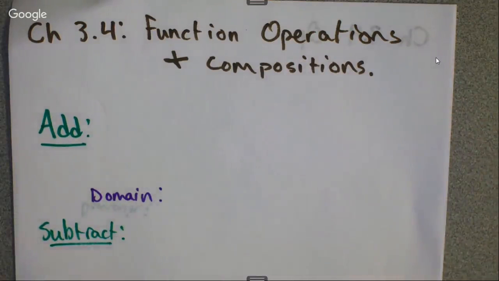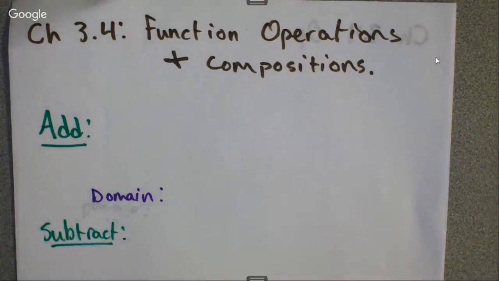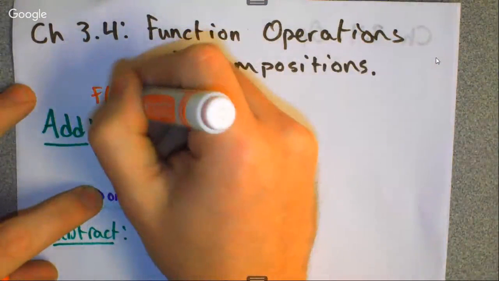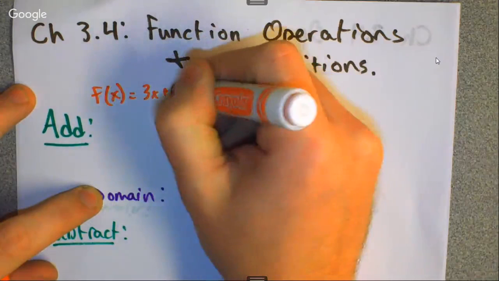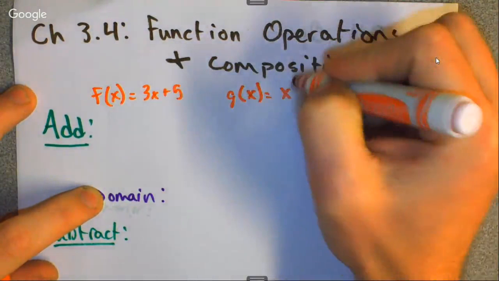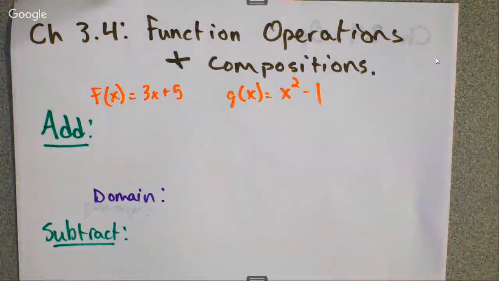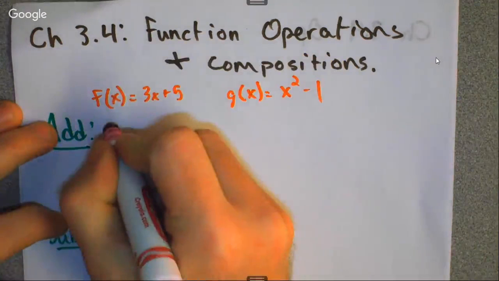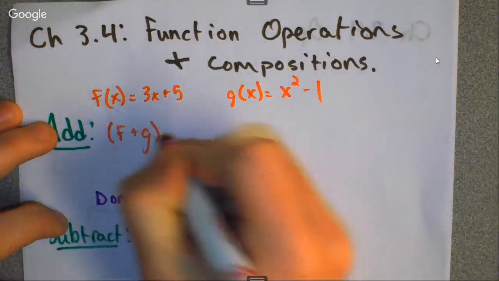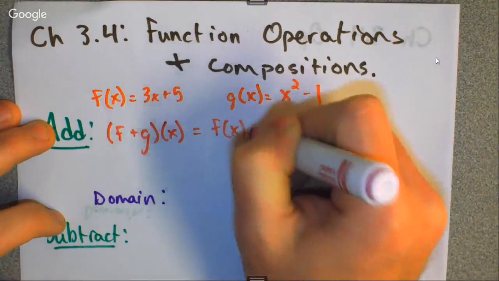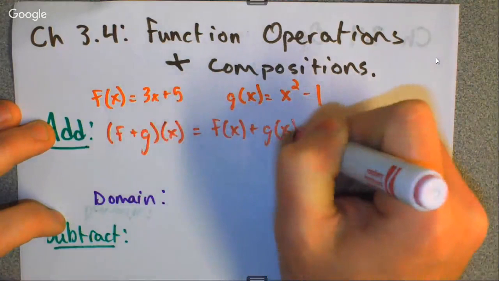Now, the first thing we can do is add two functions together. So let's say I have f of x equals 3x plus 5, and g of x is, let's just say, x squared minus 1. We can add these together, and that would look like f plus g of x, which tells you to take f of x plus g of x. Then we'll just add them.